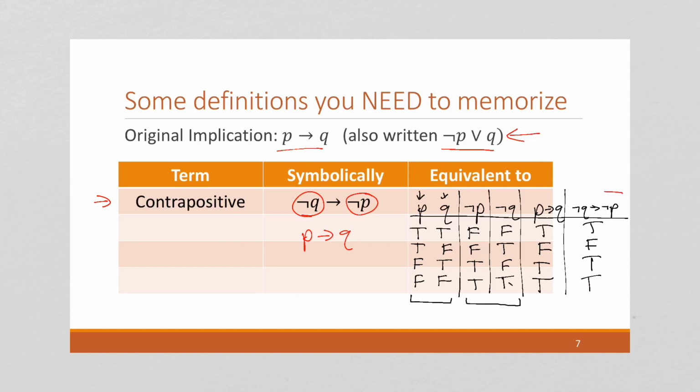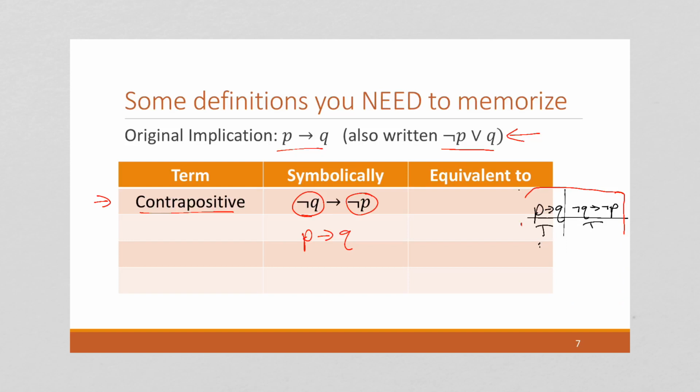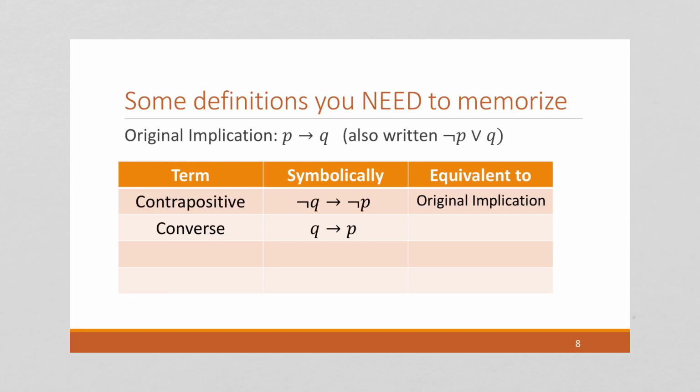Hey, look at something. These are the same, right? So both the truth tables for P implies Q and not Q implies not P are identical, which means that this contrapositive is another way of writing an implication. They are equivalent. Which means this is equivalent to the implication. Okay. The next one you need to memorize is the converse. Now, notice here, this is P implies Q. Here we swap them around. Q implies P.